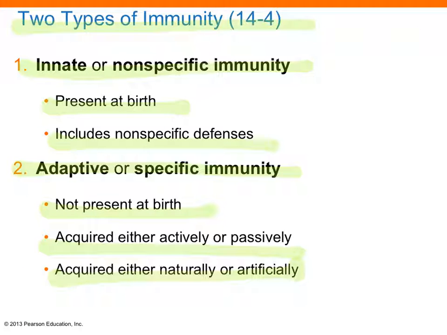There are two basic types of immunity. The first type of immunity is innate or non-specific immunity. Again, that is present at birth and includes the non-specific defenses that we just went over. The second type of immunity is adaptive or specific immunity. This is not present at birth. It's acquired either passively or actively, and it's acquired either naturally or artificially.